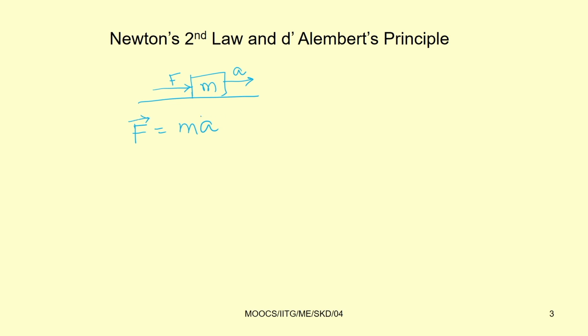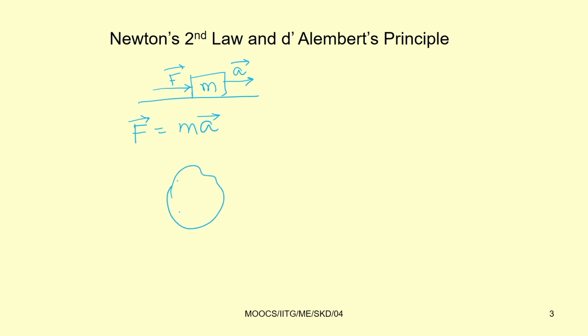Here F is the force vector and a is the acceleration vector. So, F equal to ma. This is Newton's second law. This is a simple system I have shown, where only a single force is acting.